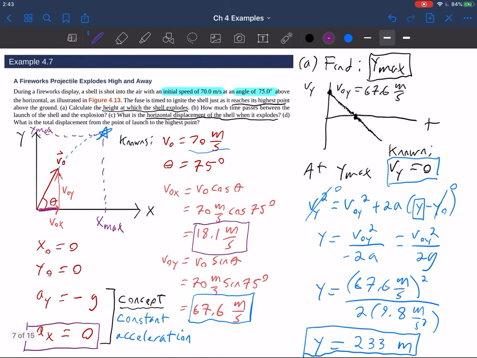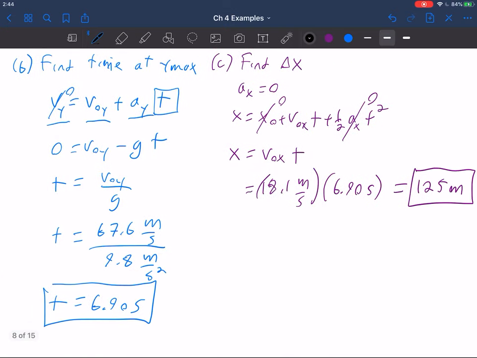Okay, and then finally in part D, they want to know what is the total displacement from the point of launch to the highest point. So we know the initial position is 0, 0. If we can write down our final position vector, displacement in two dimensions is just my final position vector minus my initial position vector. That's our definition of displacement in two dimensions.